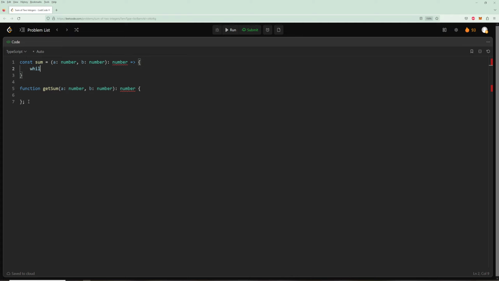And we can just say, while b is non-zero, we're just going to keep looping this thing. So we can do a destructure here. So we can just say a, b. And remember, for the sum, the a was a XOR b. So the way to do XOR is this.